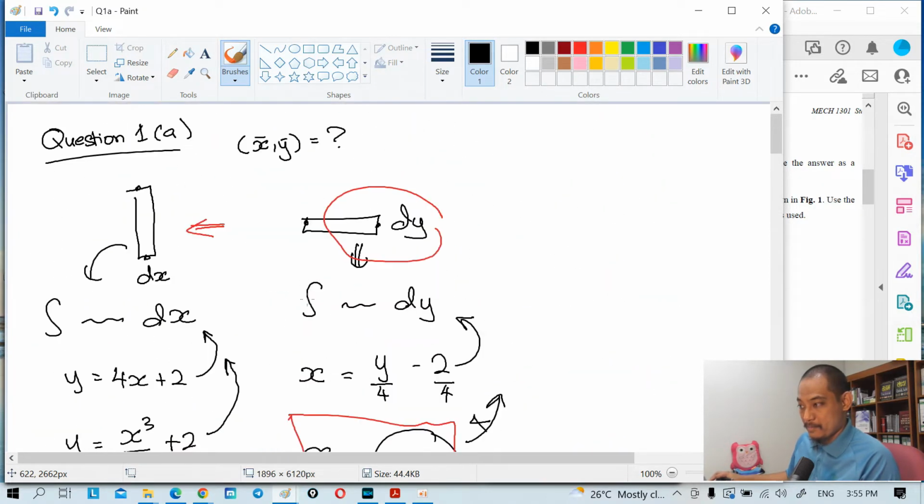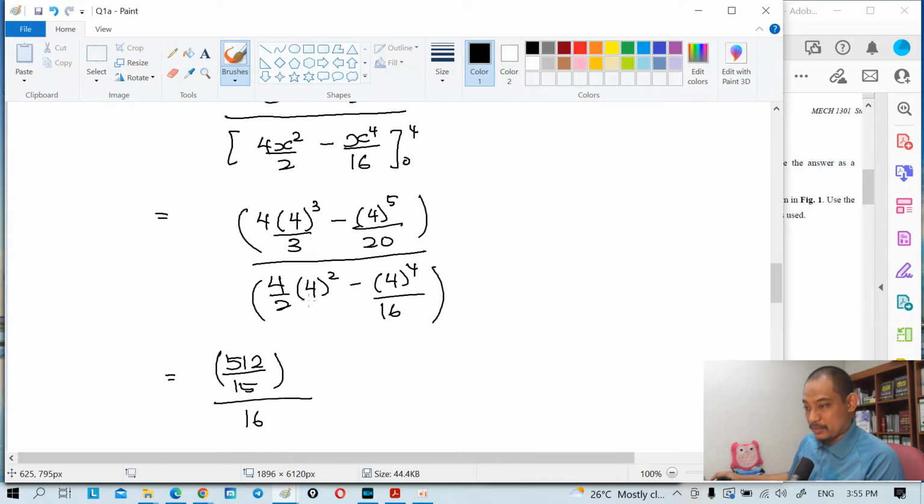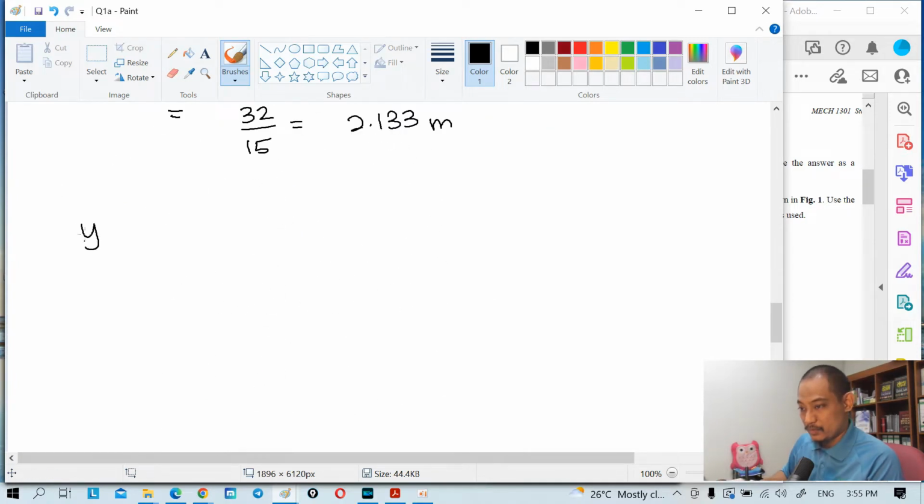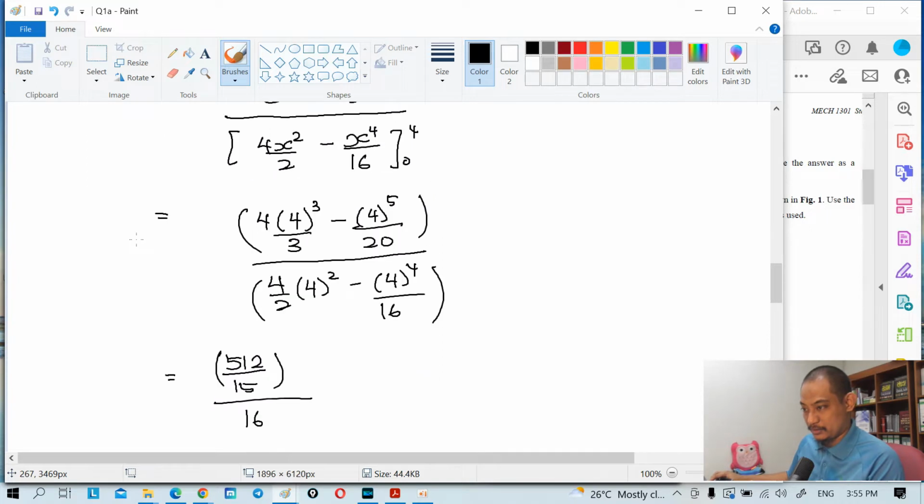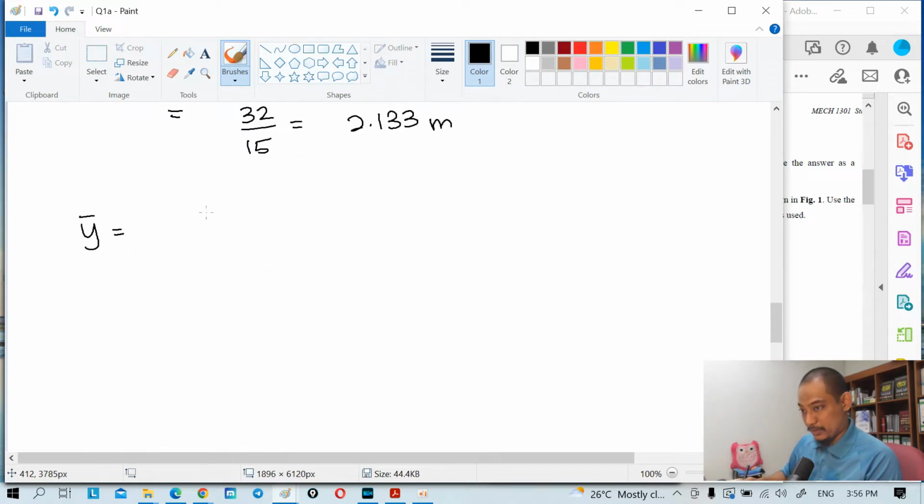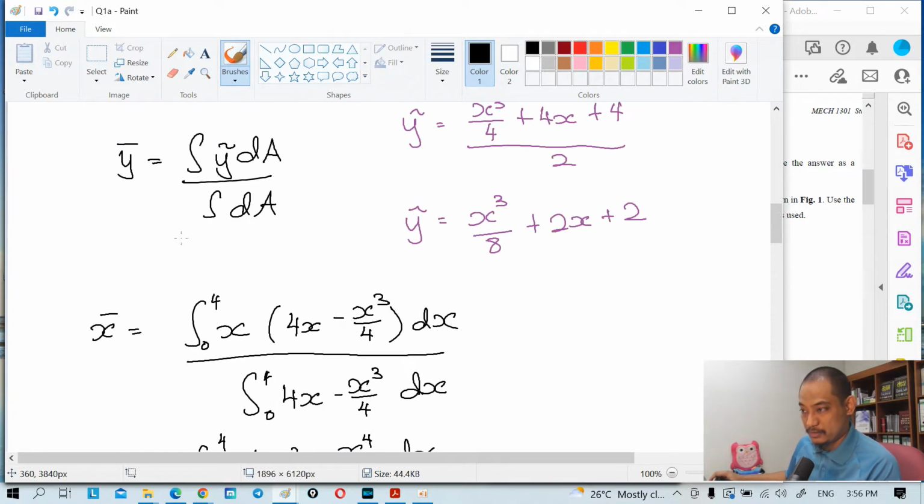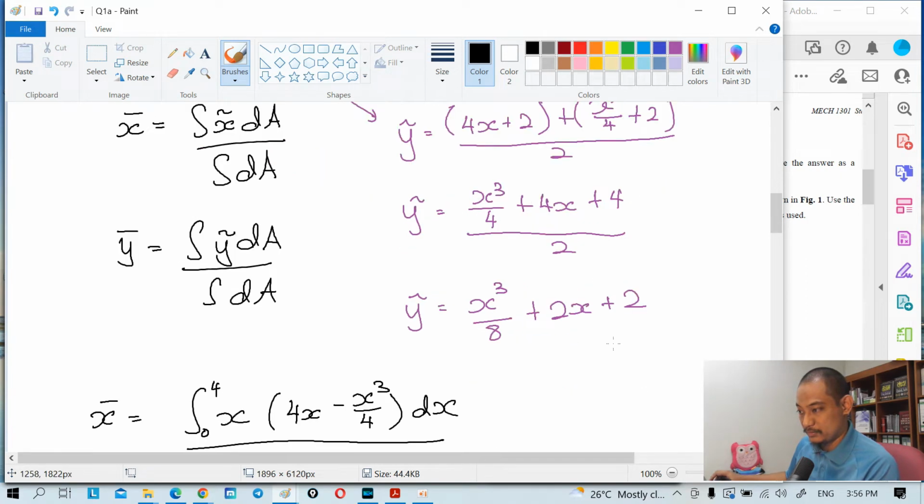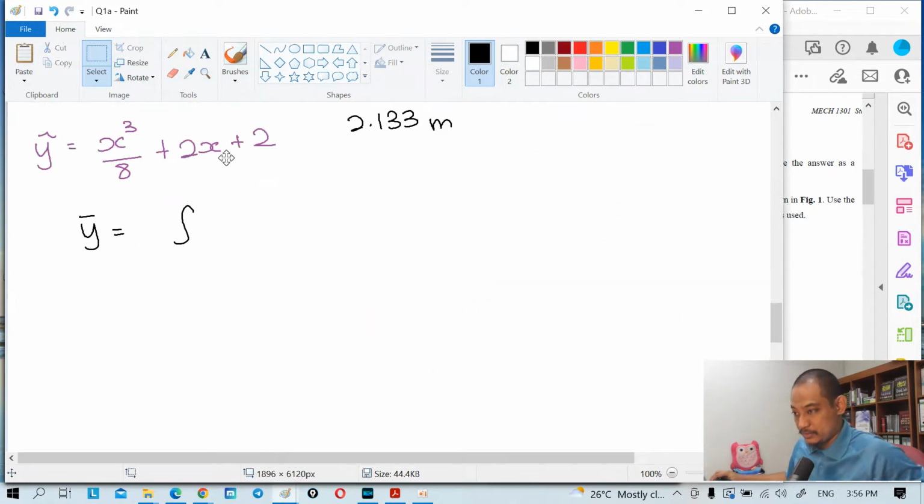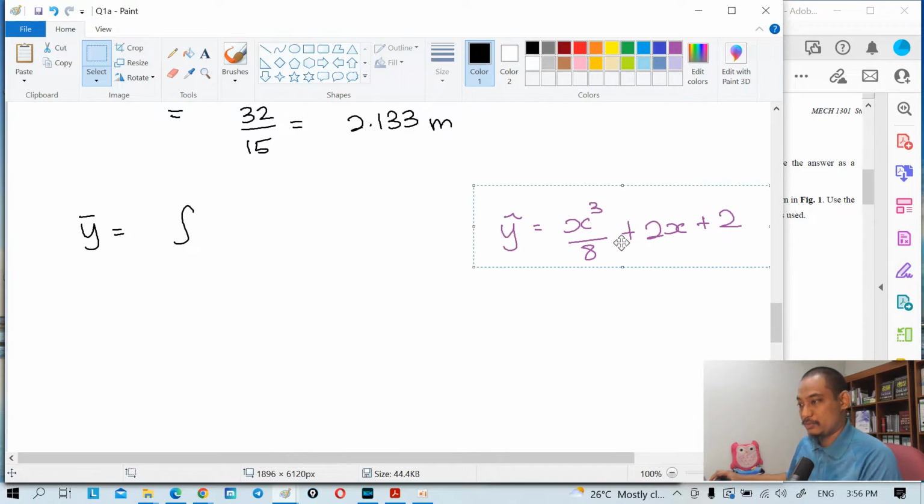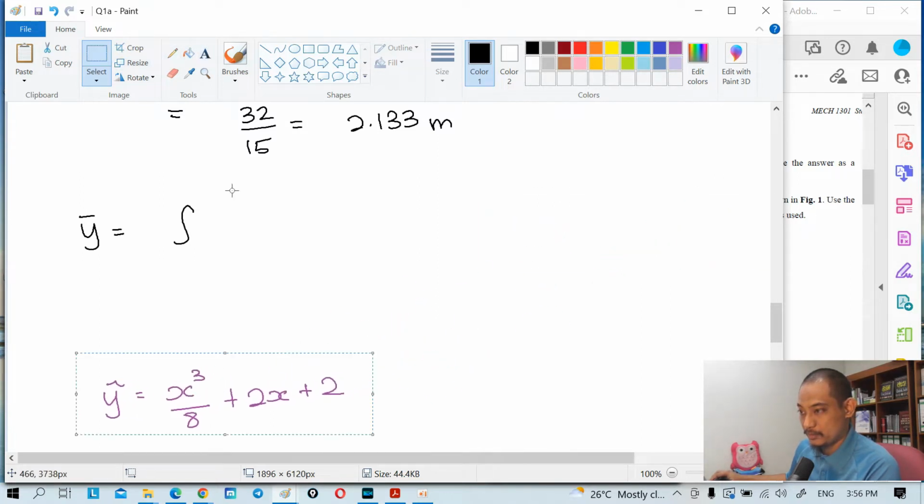So that's X bar. What about Y bar? Of course, double check your calculation. Now Y bar: the integration of Y width, this thing. I cannot memorize it, so let's copy and paste it here. So this is Y width.